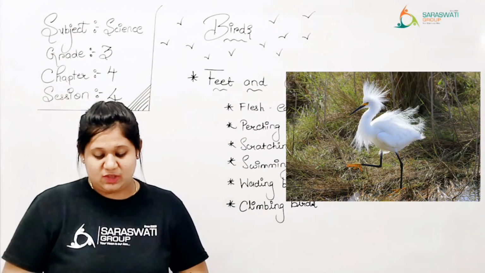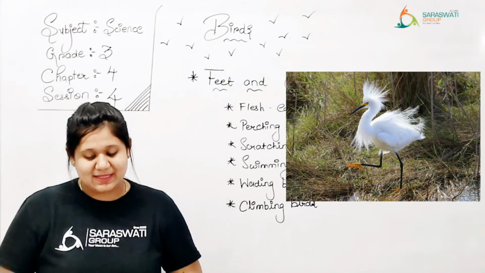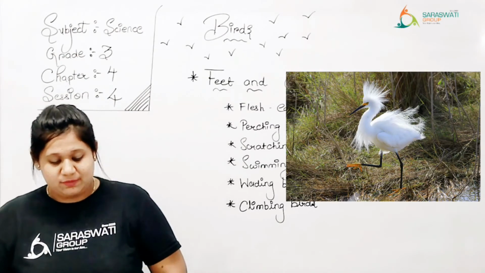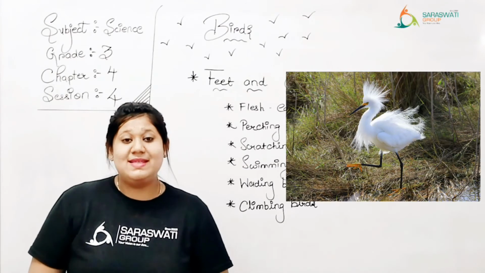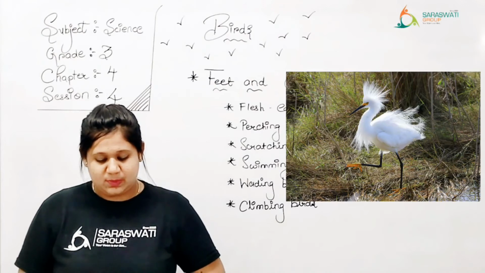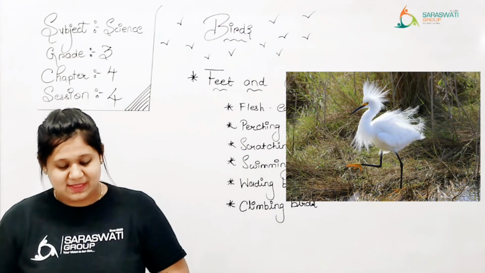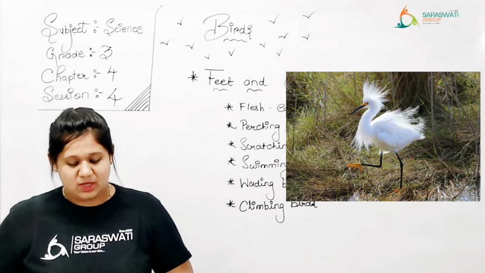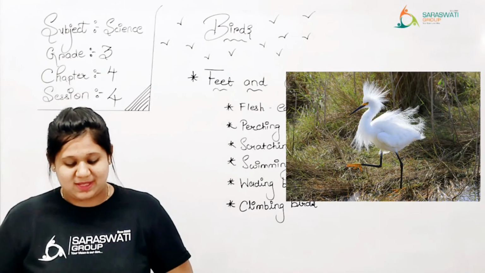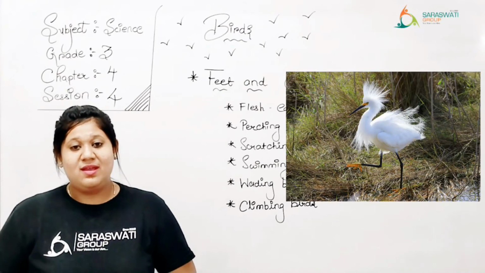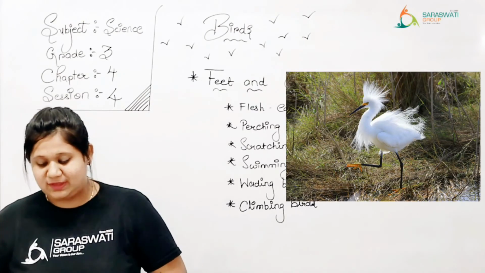Now, next, wading birds. Water birds such as cranes and herons have long and thin legs. The straight out toes prevent the birds from sinking into the muddy water. These help them to walk through water in search of food. This movement is called wading. Kids, wading is a kind of a thing.